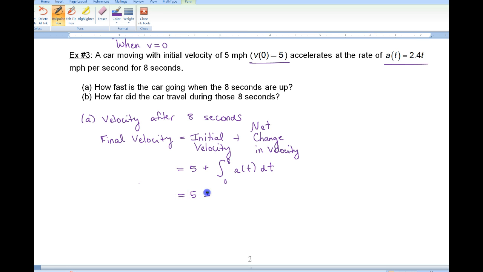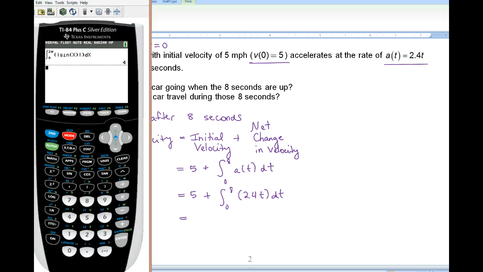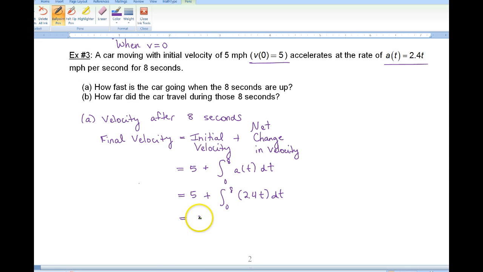So plug this in. I have 5 plus, and then we go math 9 from 0 to 8. We put 2.4x dx. And we get 81.8. I do get 2.4. Yeah.